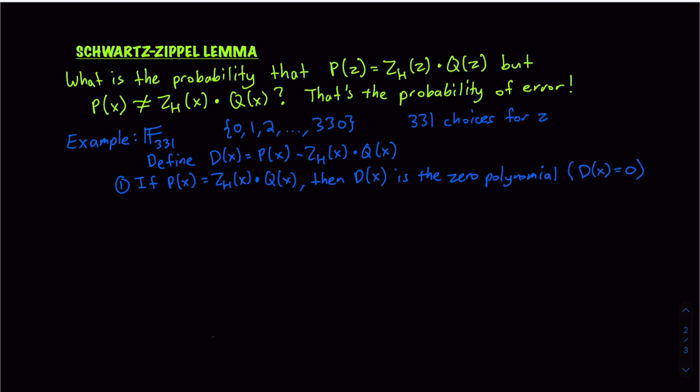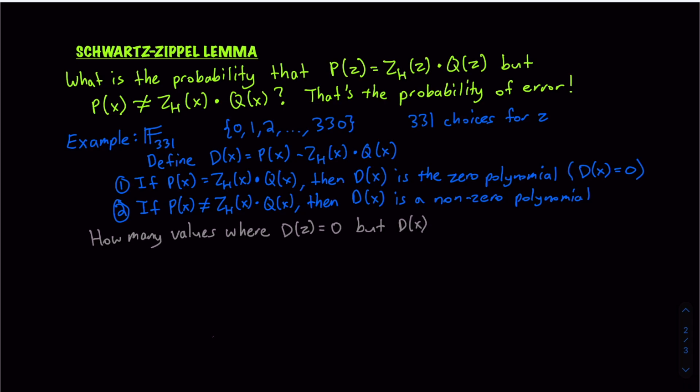If the identity does not hold, then d of x is a non-zero polynomial, meaning it is not 0 everywhere. What we want to know is, in the second case, when d of x is a non-zero polynomial, what's the probability that a randomly chosen z will make d of z equal 0? Because this is the probability of error. Now recall a key fact about polynomials over a field. A non-zero polynomial of degree d can have at most d roots, points where it evaluates to 0.